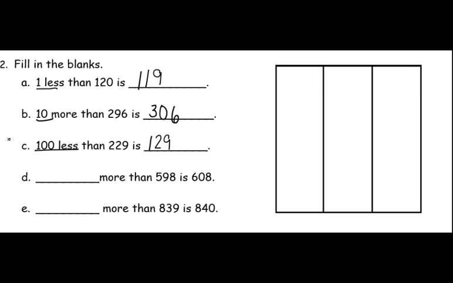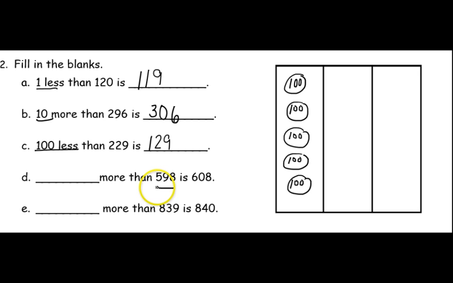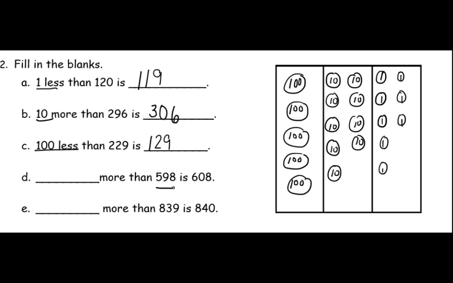Problem D says something more than 598 is equal to 608. Well, let's start with our 598 on the place value chart. That means I need 5 groups of 100, 9 groups of 10, and 8 ones. So here's 598. We need to get to 608. Well, if I add another 100 onto my place value chart, that would give me 600s, but it would still keep me at 9 tens and 8 ones, so that would be 698.